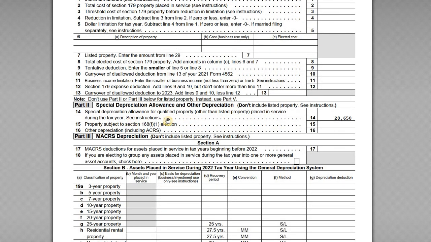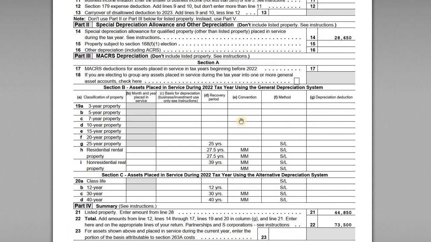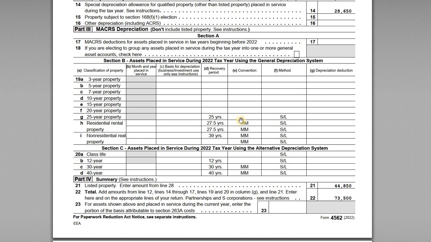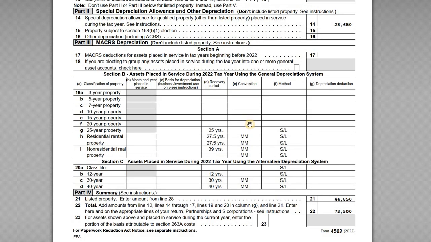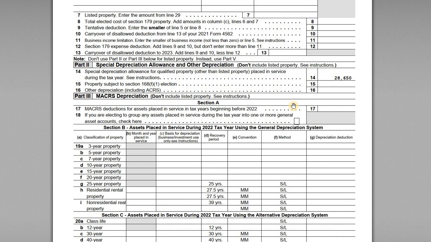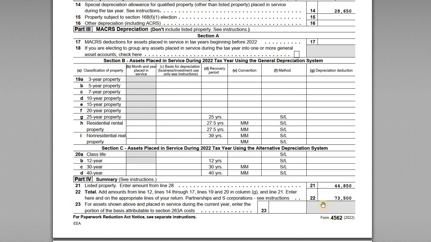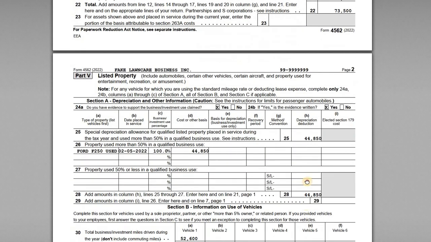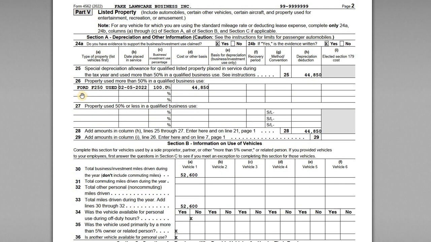Part 2 covers special depreciation allowance, right, for qualified property. Now, we also have to do a separate entry for listed property. So listed property are effectively things like vehicles, right? So the reason we don't see the full 70,000 plus there is because this is the portion that's not attributed to the listed property. When we depreciate fully listed property, it has to be separately stated in Part 5. So Part 5 here, we've got listed property. That's the truck.